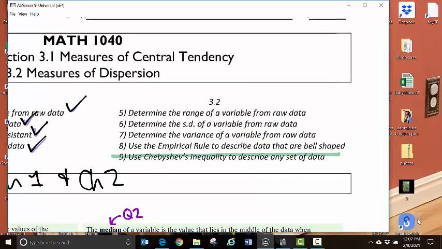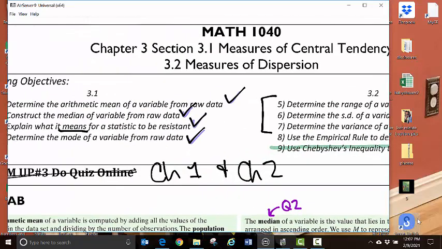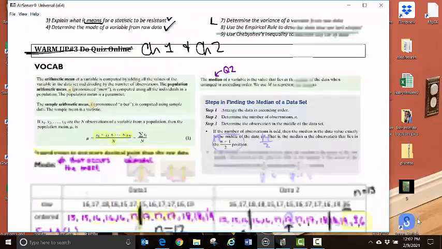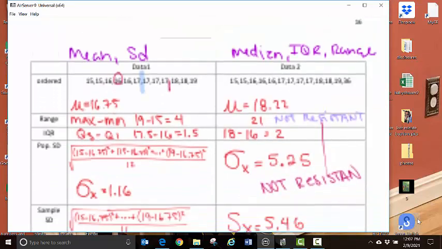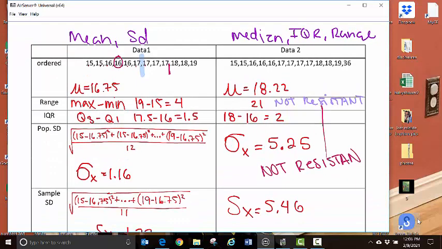Now we need to talk about measures of spread. We talked about measures of center. Now we need to talk about measures of spread. So here's that data again in order, okay? Let's look at the mean and the standard deviation. Basically, I've got all the data here. The range is the max minus the min. So 19 minus 15 is 4. That is a measure of spread.